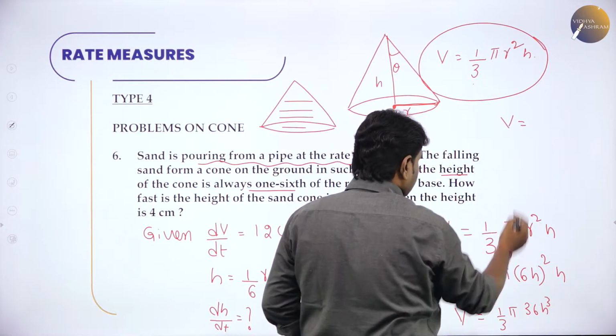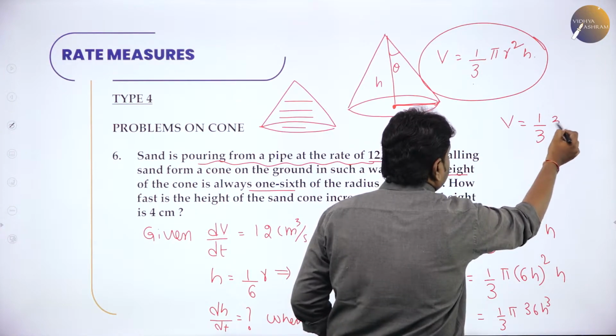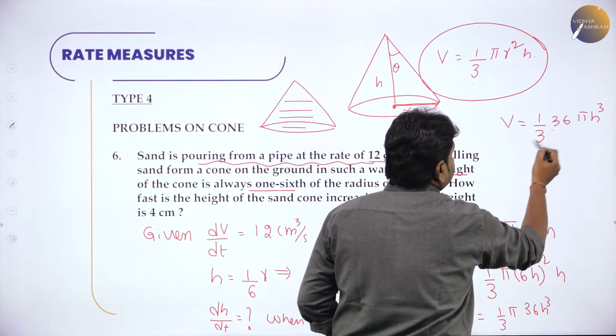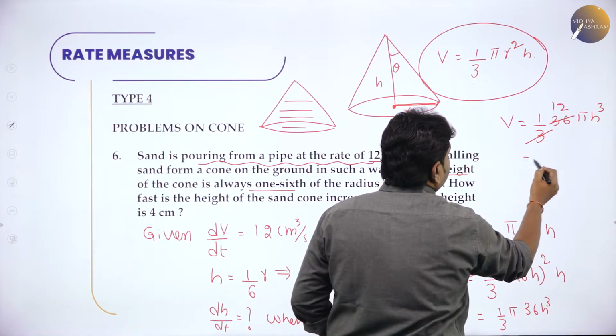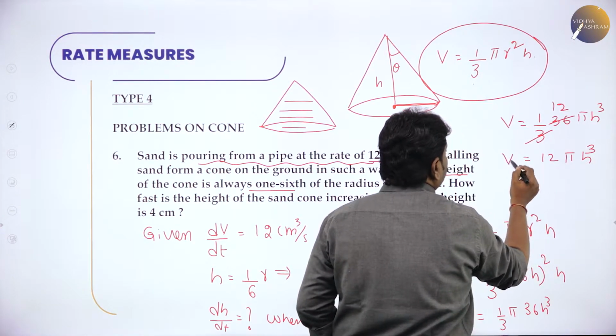Further you can simplify this. V is equal to, if I cancel this, we have 1/3 into 36 pi h cube ಇದೆ, ಹೌದಾ? ಇದರಲ್ಲಿ 3 ones are 3, 3 twos are 6, so it will become 12 pi h cube ಆಯಿತು. This is a new formula for volume.